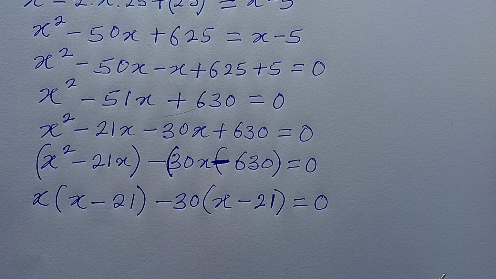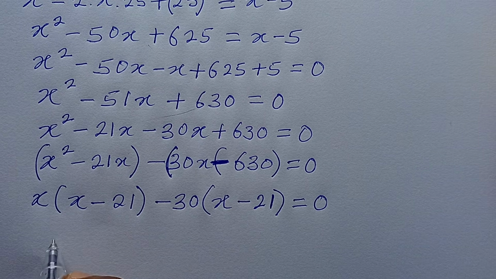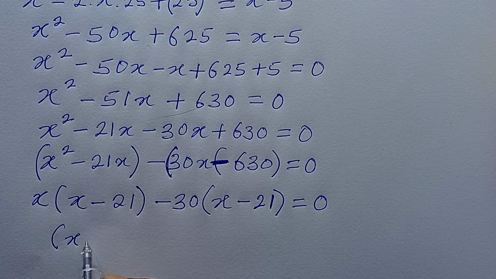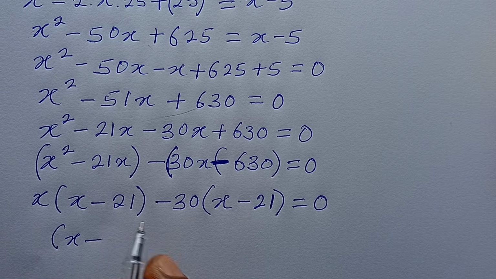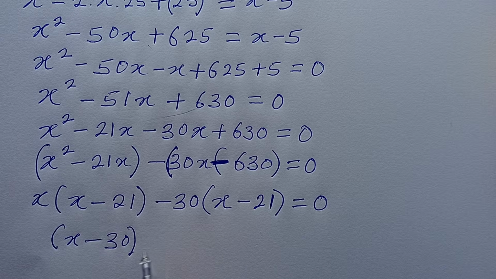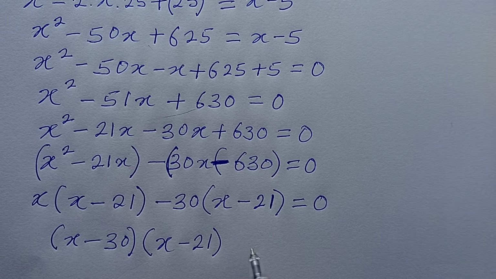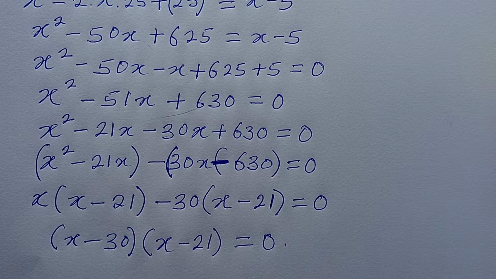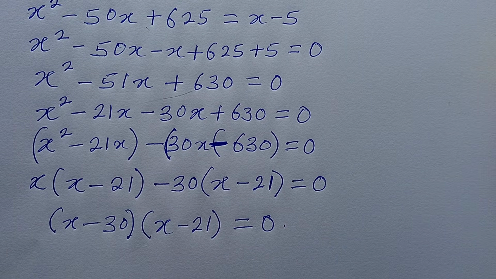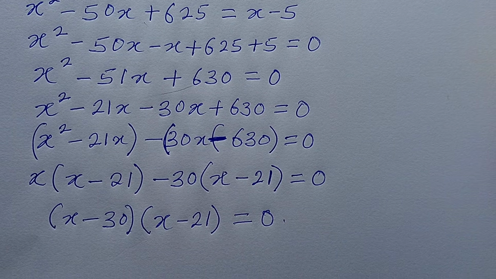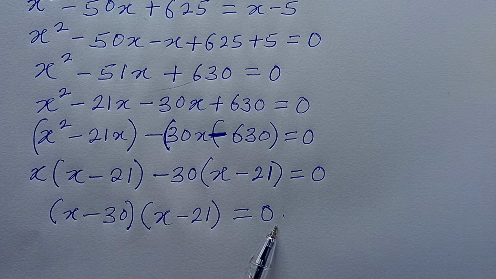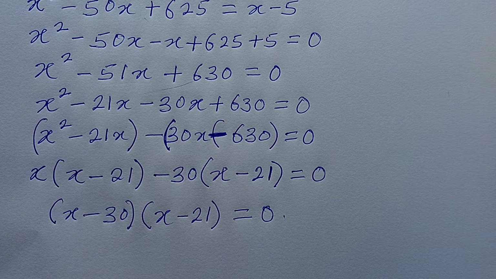So since they are the same, we take only one. We're going to take the quantity that are outside, which is x minus 30, then bracket x minus 21 close bracket equal to 0. Here we apply the zero product property, which says that we equate this to 0 or equally equate this to 0. So we have our case 1.